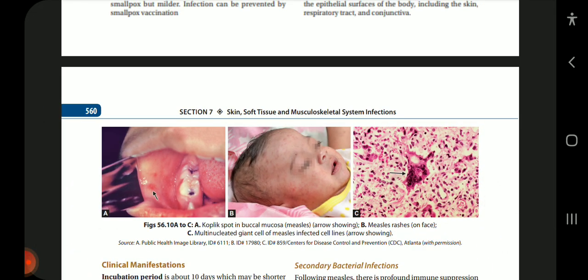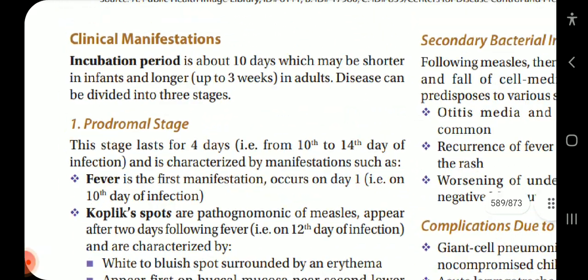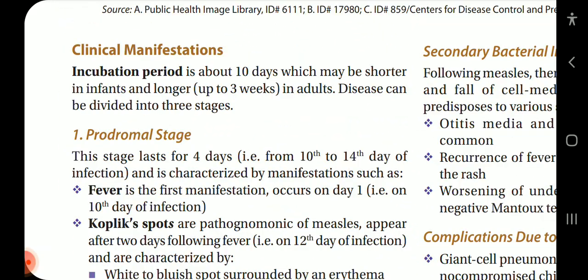Okay, now in this figure we can see the characteristics of measles virus: Koplik spots on the buccal mucosa, measles rashes on the face, and multinucleated giant cells of measles in infected cell lines. Clinical manifestation: the incubation period is about 10 days, which may be shorter in infants and longer, up to 3 weeks, in adults.